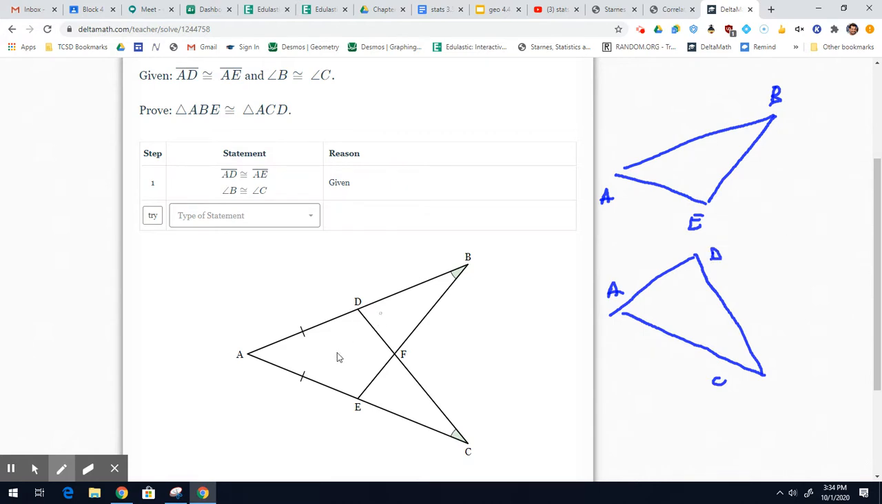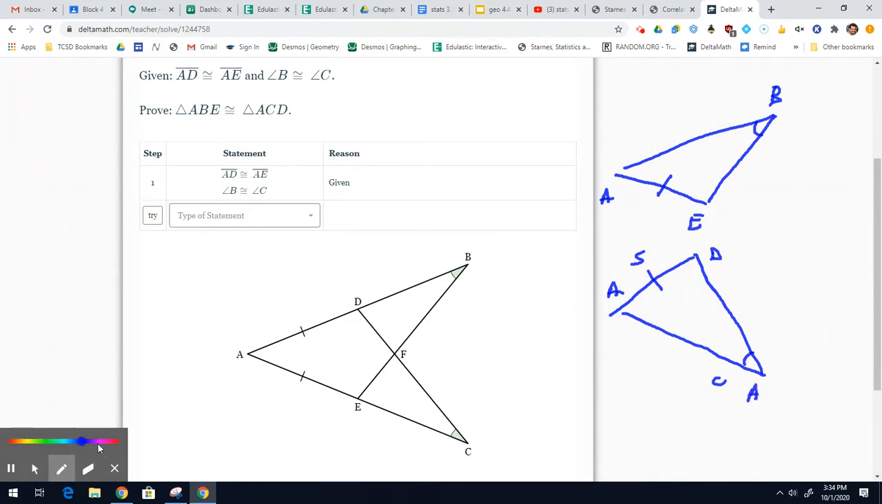Only because this overlapping is tough to see. So I know that AD is congruent to AE. So AD is here, AE is here. So there's a pair of sides. I also know that angle B is congruent to angle C. There's a pair of angles.